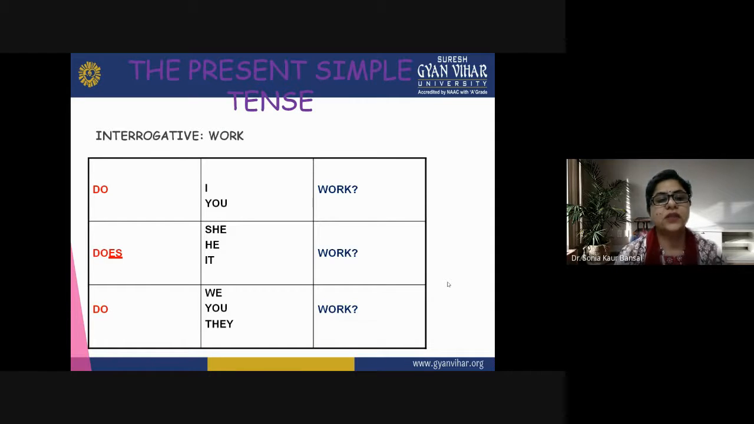Interrogative verb: do, does, do. So do I work? Do you work? Does she work? Does he work? Does it work? Then do we work? Do you work? Or do they work? So this is how the present simple tense works with the interrogative verb.